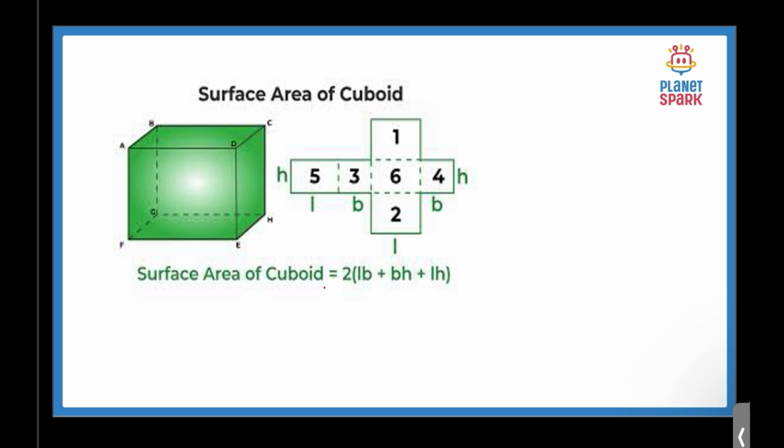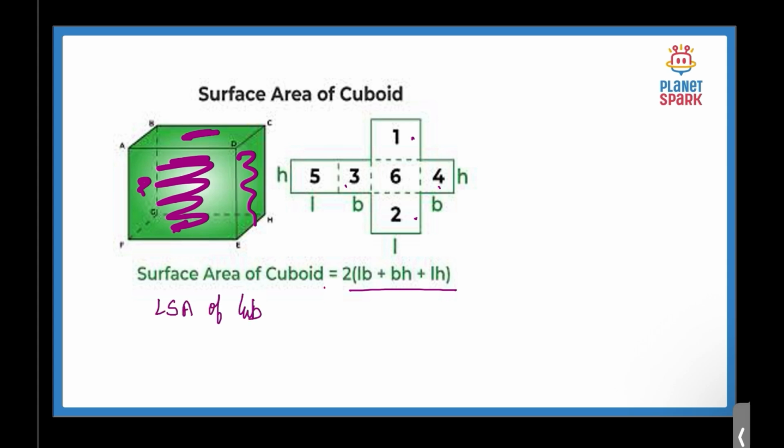Now comes the concept of surface area and volume of the cuboid. Surface area of the cuboid. As I told you, a cuboid is made up of 6 rectangular faces. So the total surface area of the cuboid would be the area of all 6 faces added together. The area of each face is length into breadth. When I add the area of all 6, I'll get the total surface area, that is 2 times (length into breadth plus breadth into height plus length into height).